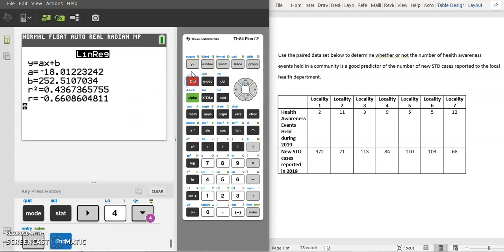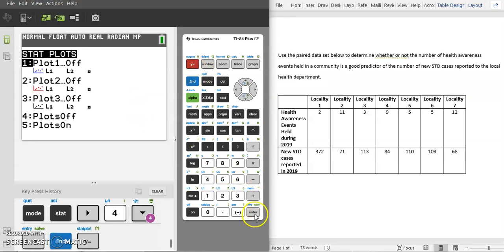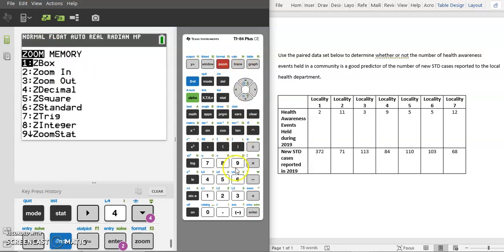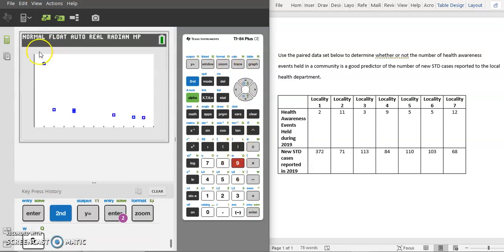So if you hit second, y equals, enter, and we have the scatter plot selected here. Now we want to do zoom 9. So here we can see that the number of cases is going down. We can see there's a large jump from when there are very few health awareness events, where the number of new STD cases reported is very high. And then as you have more health awareness events, the number of STD cases does tend to trend downward. So that is how we find the correlation coefficient.